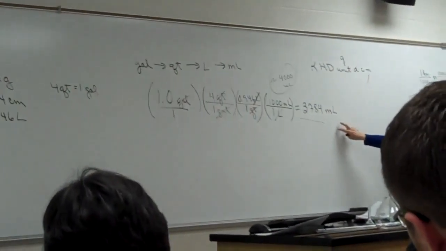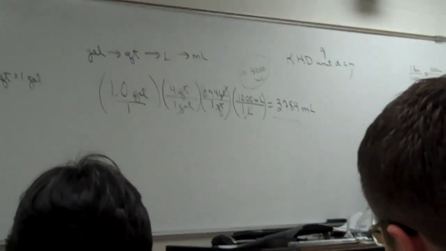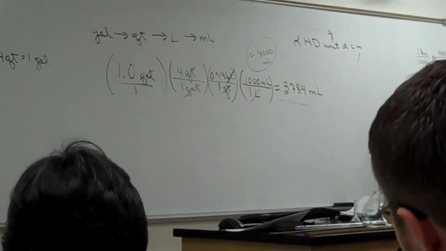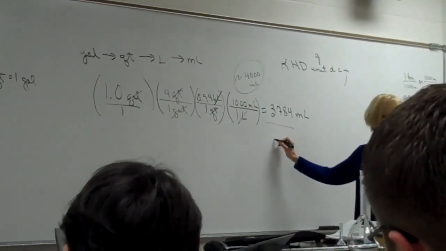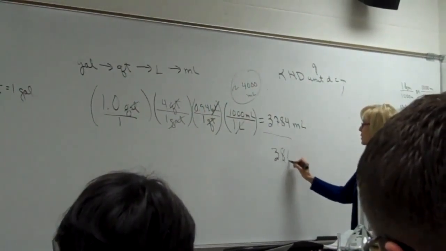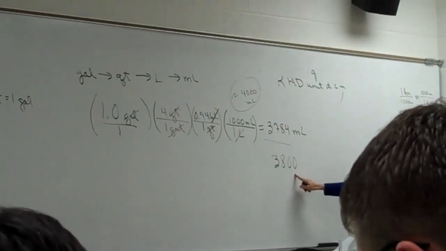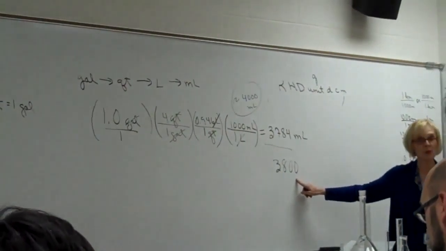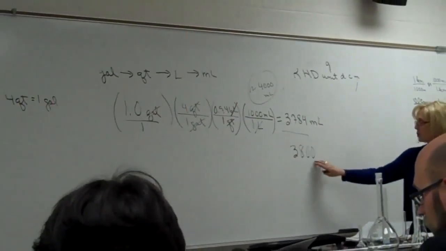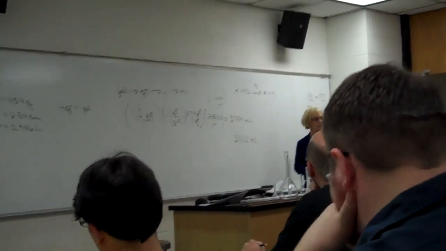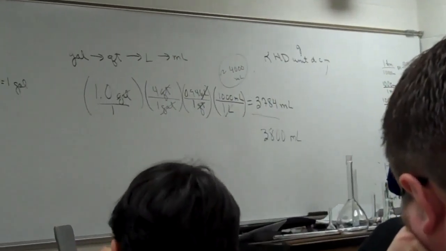Now, how many sig figs are in this number? 4. Is that what we want? No. So, Erin, round this for me so I have 2 sigs. 3,800. Do I want to put a decimal here, Erin? No, because that would turn those zeros into significant figures. So this is 3,800 milliliters. Good job. Yeah, question?